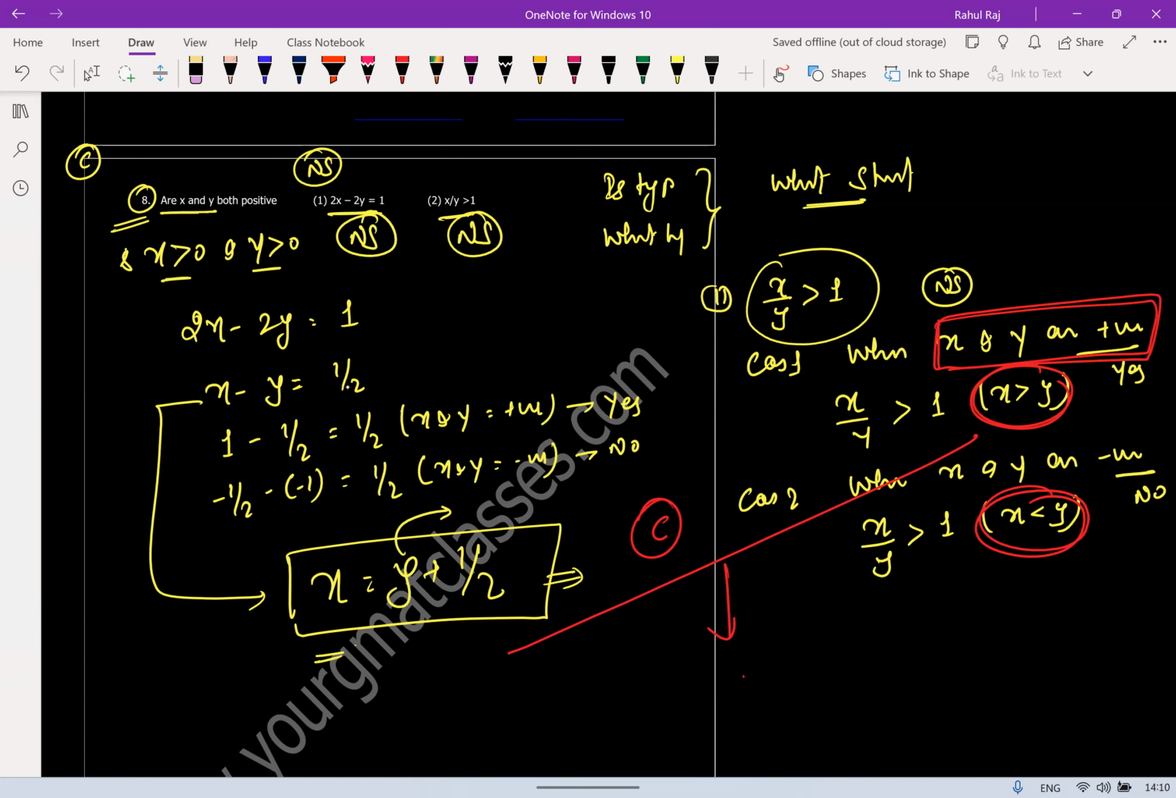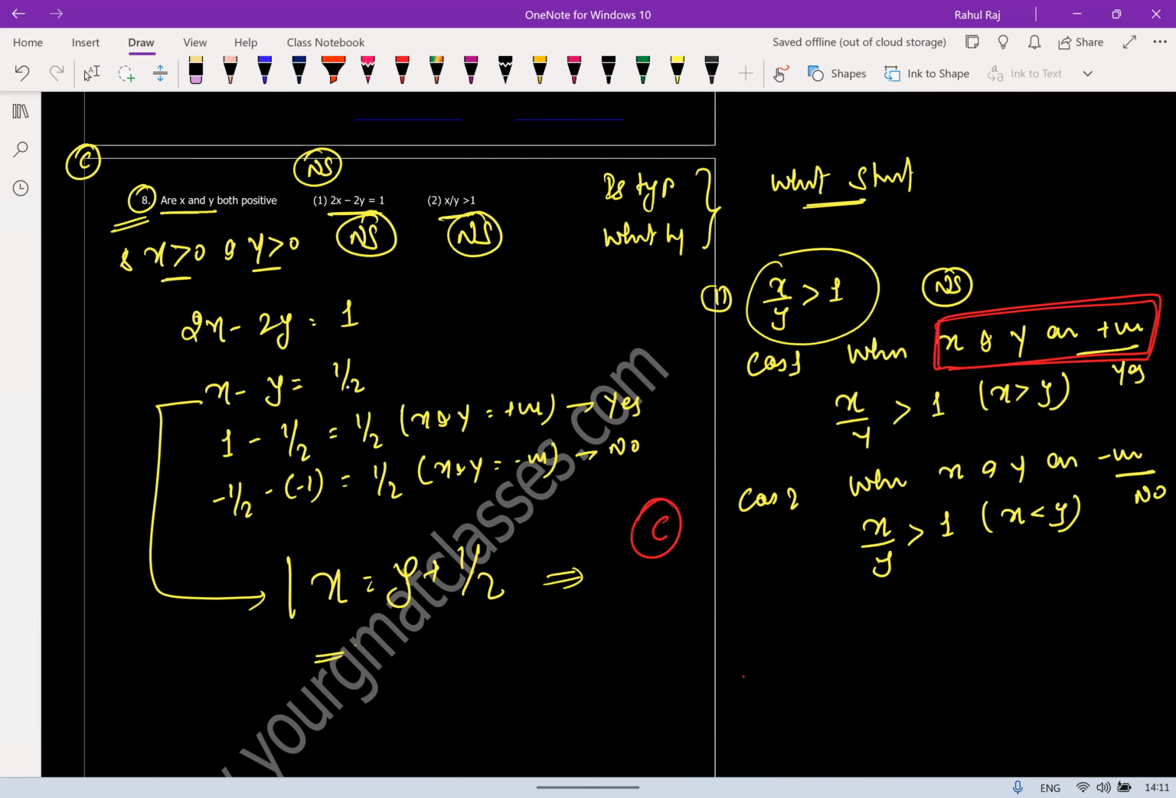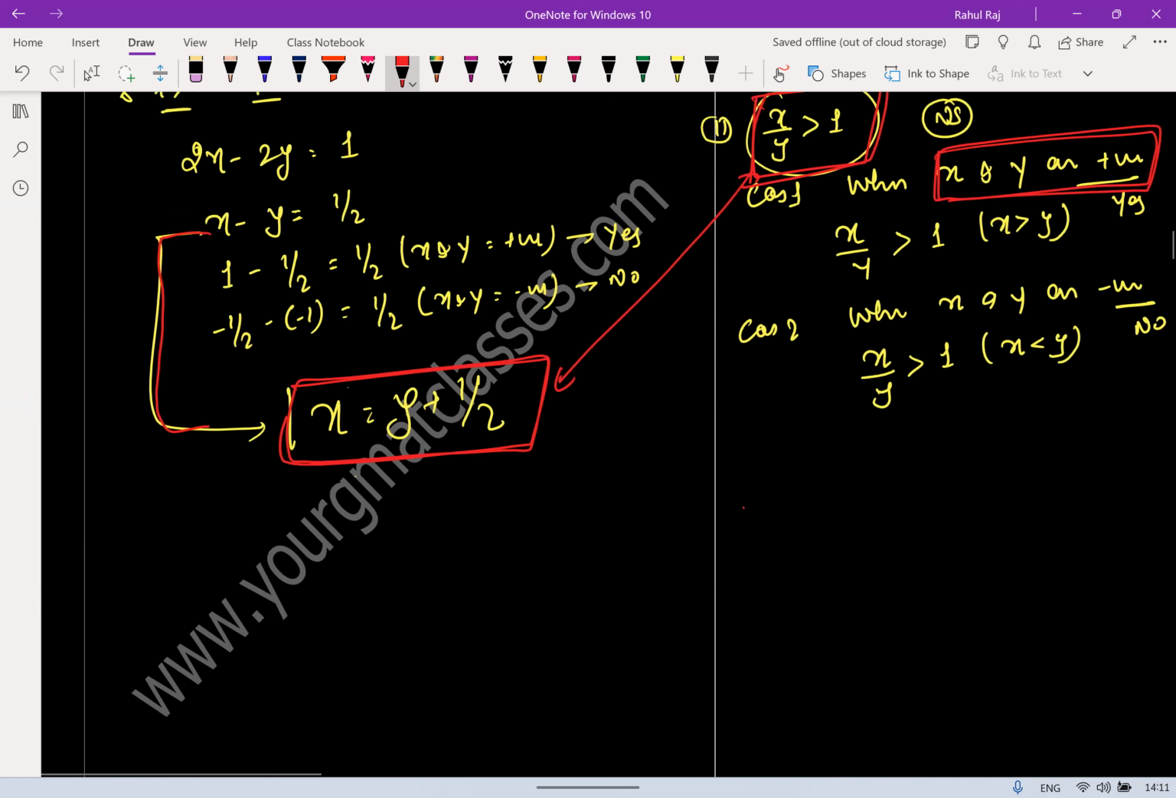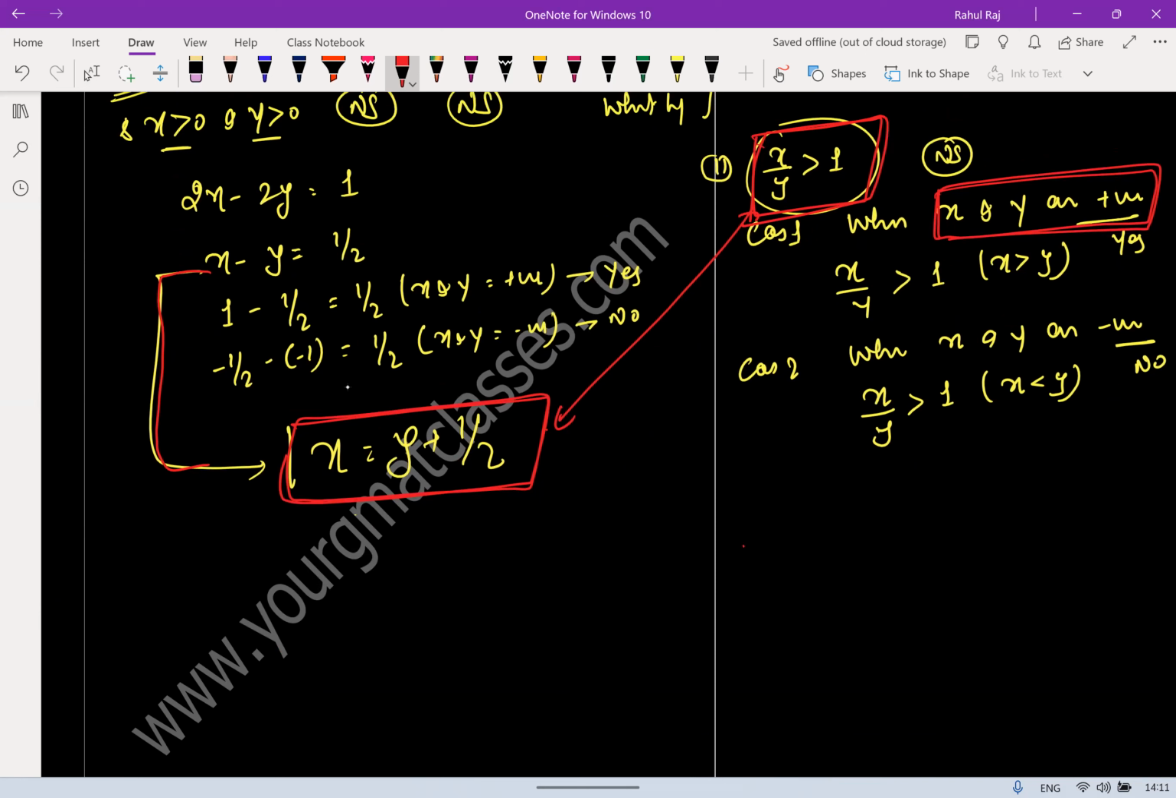But the point here is now, if you don't know to combine it in this way, how do you combine? I've told you in yesterday's class that if you are trying to combine something and there are two equations given to you, then your job is nothing but to solve the equations. Imagine the first equation is x is equal to y plus half. The second equation is x over y greater than 1. So combination of two equations is, guys, nothing but solving those two equations. What you can do is put the value of x, that is equal to y plus half, from statement number 1 into 2.